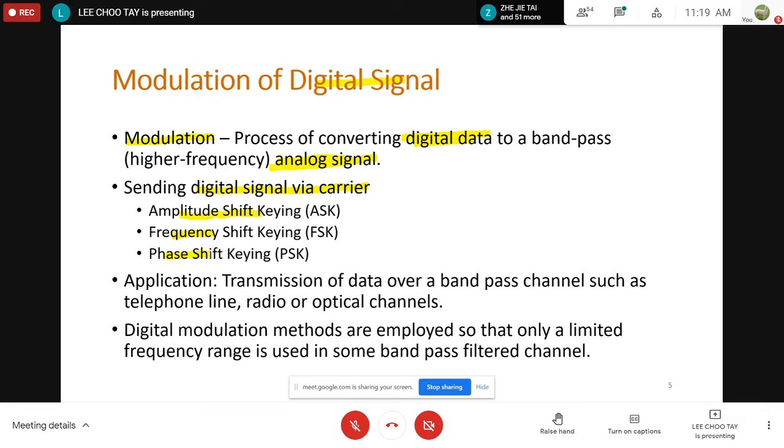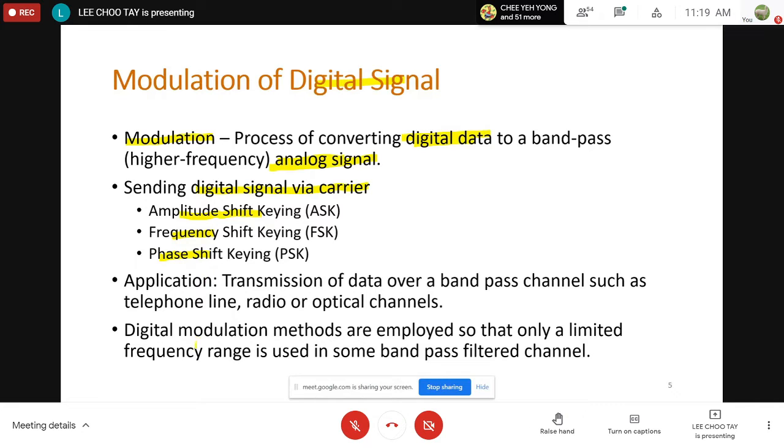The concept of these three are very similar to our AM, FM, and phase modulation, which I did not actually cover in the analog part. But if you understand AM and FM, then amplitude shift keying and frequency shift keying should be no problem for you to understand as well in this chapter. The only thing that is slightly new in this chapter is phase shift keying.